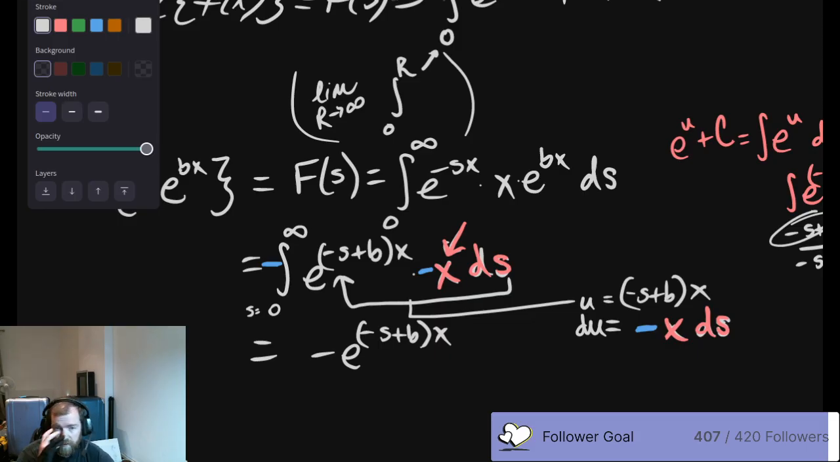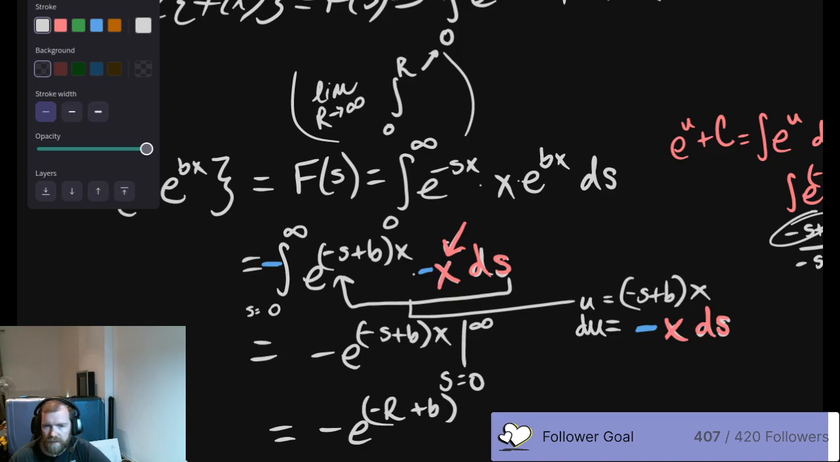And again, normally you do, oh, wait, this is a definite integral, right? So we don't even have to do that. This is going to be s going from 0 to infinity, which is going to be equal to negative e to the, in this particular case again, negative r plus b x, minus a negative e to the 0 plus b parentheses x.